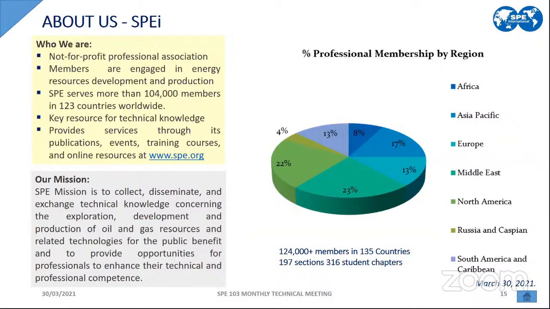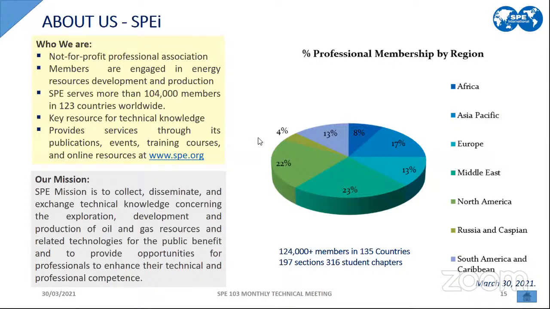So what is the mission of this great organization? Our mission is to collect, disseminate, and exchange technical knowledge concerning the exploration, development, and production of oil and gas resources and related technology for the public benefit, and also to provide opportunities for professionals to enhance their technical and professional competence. As you can see from the charts there, we are global already. We have over 124,000 members in about 5 countries with 197 sections and 316 students.